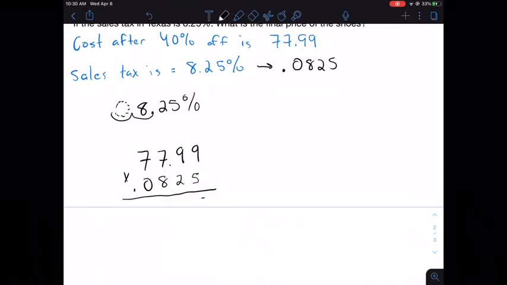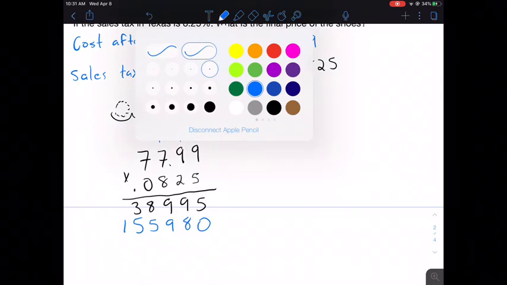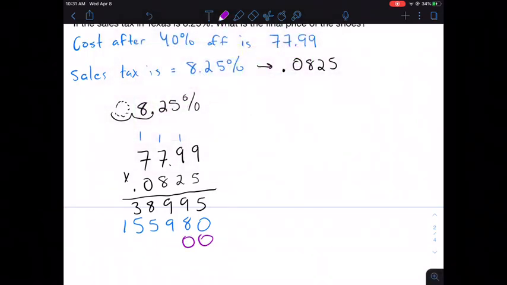9 times 5 is 45. 45 plus 4 is 49. 7 times 5 is 35. Plus 4 is 39. 35 plus 3 is 38. You add a 0. 2 times 9 is 18. 18 plus 1 is 19. 2 times 7 is 14 plus 1 is 15. 7 times 2 is 14 plus 1 is 15. Add 2 zeros because we finished 2 numbers.